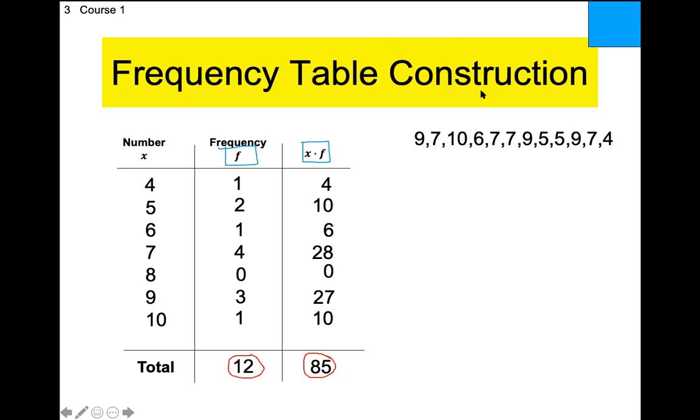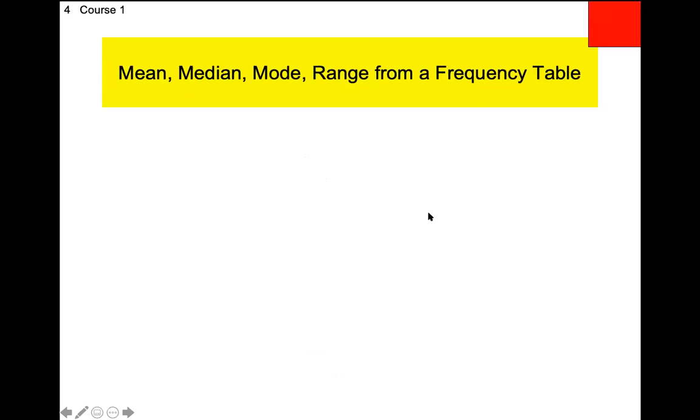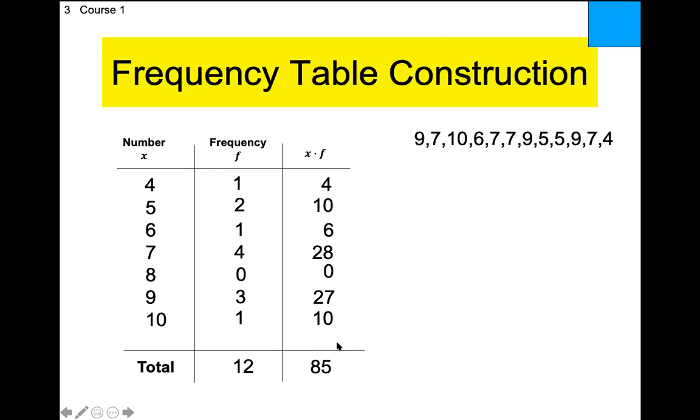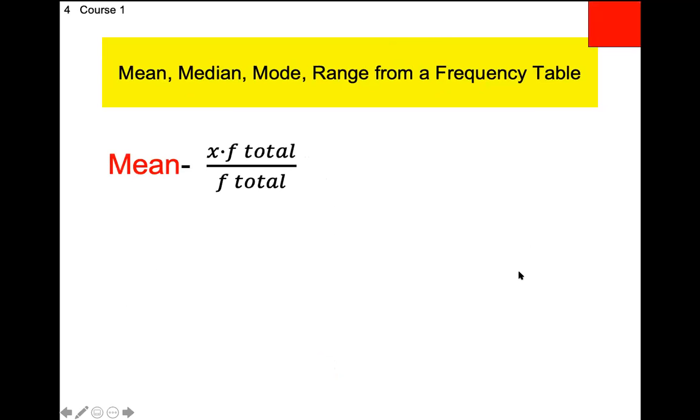So for those of you that need to write it down, how do you calculate the mean? It's the total of the XF column divided by the F column total. That sounds way complicated, right? All it really means is divide 85 by 12. That's where you'll find the mean. It's 85 divided by 12. That's where the mean comes from. So if you need to write that down, write that down.